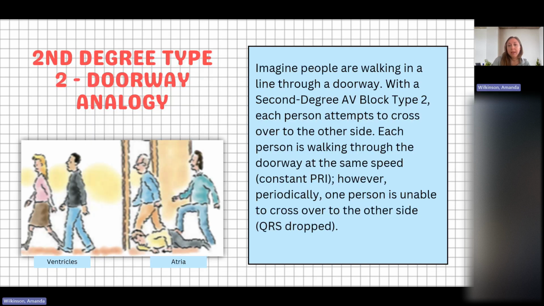So here's our doorway analogy again, this time for second degree type 2. Imagine people walking through a doorway, each one at the same steady pace. That's your constant PR interval. But then every so often, someone just isn't allowed to go through the door. They just get completely blocked. So there's no slowdown, there's no hesitation, there's just a sudden stop in conduction, which is exactly what happens in a Mobitz 2 when the QRS is dropped without warning.